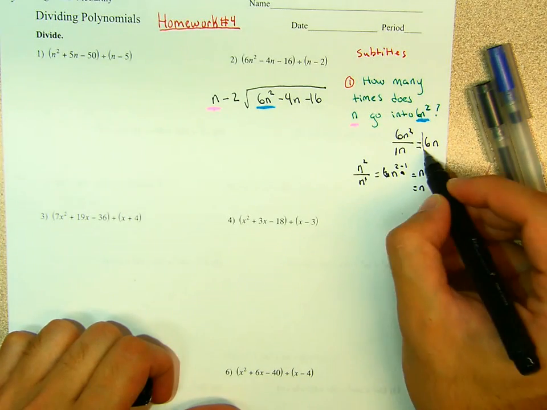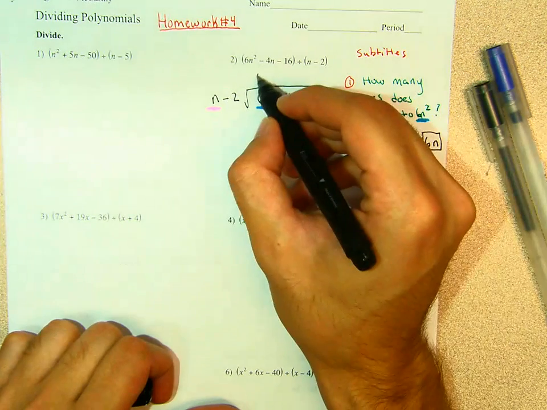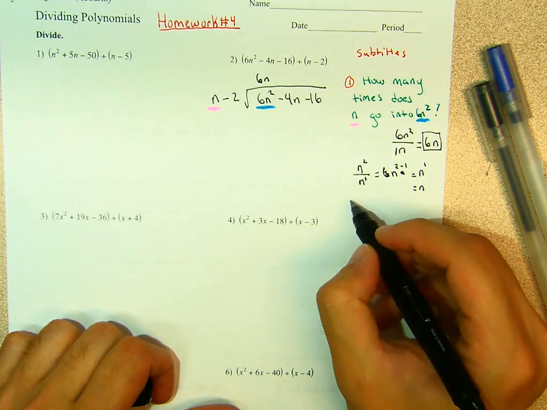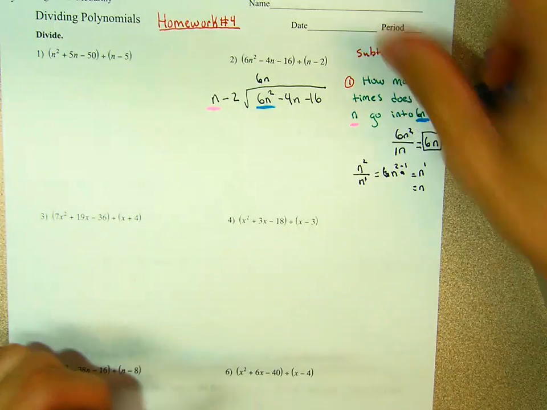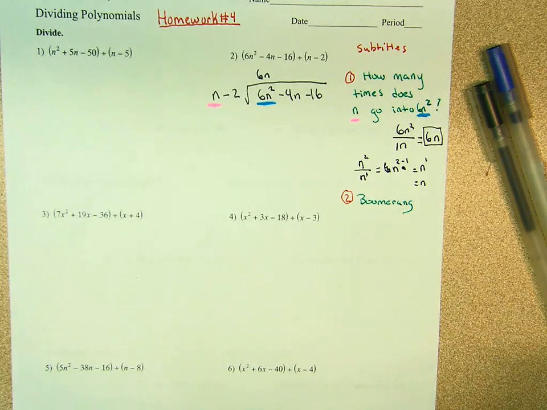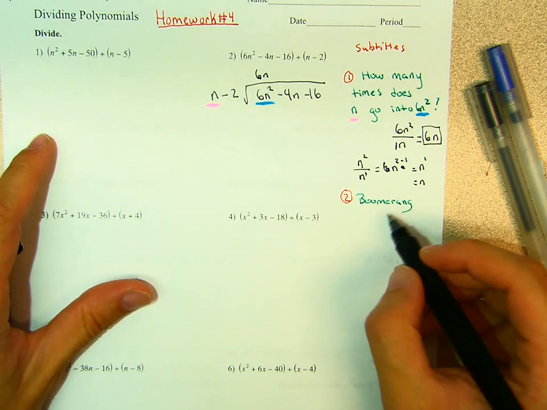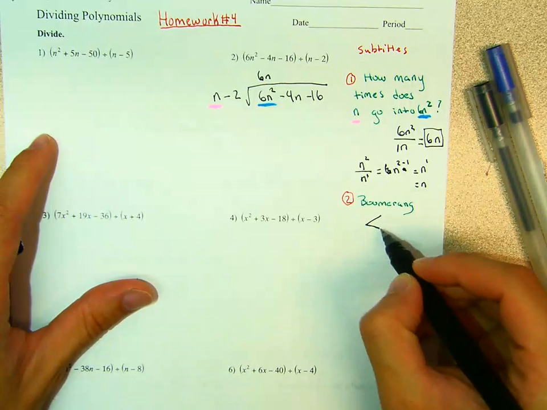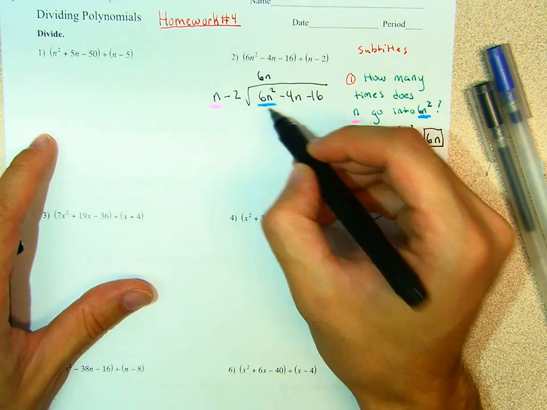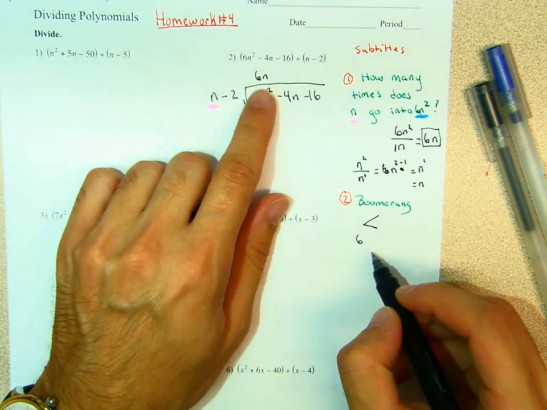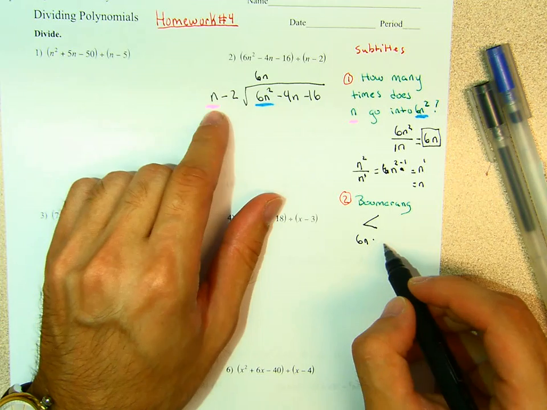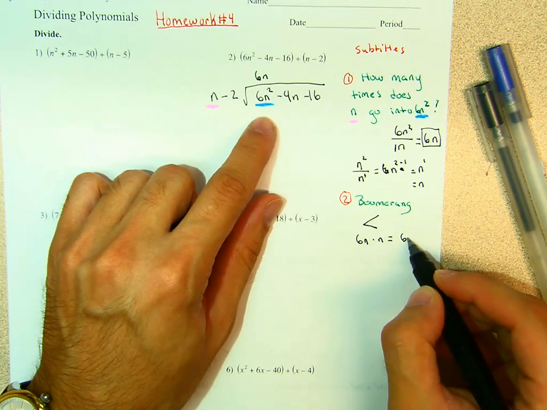So what do I do? I take this 6n and I just put it right here. And then what's my step 2? I'm going to pause the video, and I want you to write step 3. 1, 2, 3. You're doing 6n times n, which is 6n squared.